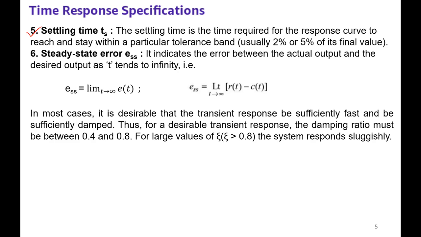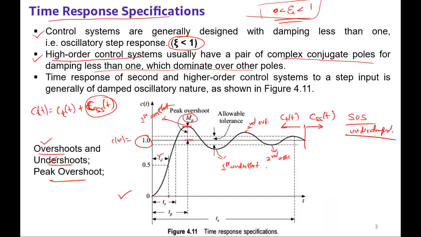Then settling time, Ts. We denote it as Ts. So observe, we'll see here through this diagram. With respect to this time response specification or unit step response curve of second order system, we have to define all these time response specifications. Already we have defined delay time Td, rise time Tr, peak time Tp, and peak overshoot Mp. The next is settling time Ts.